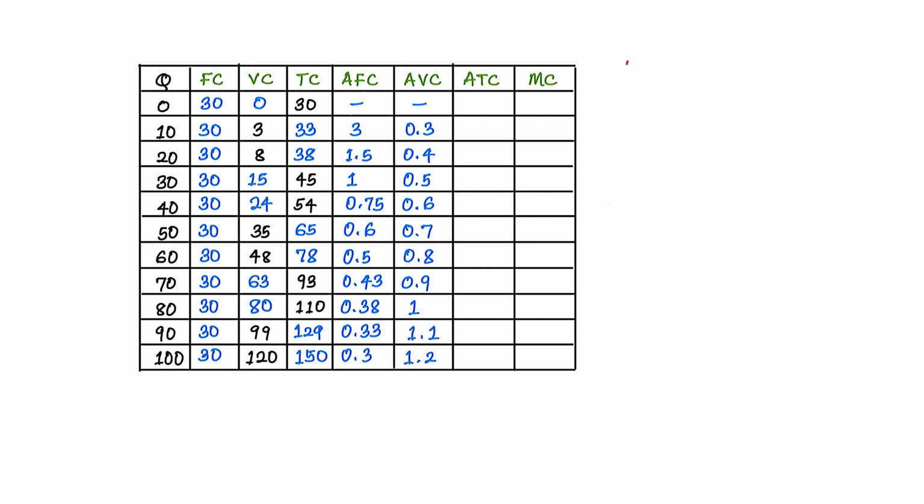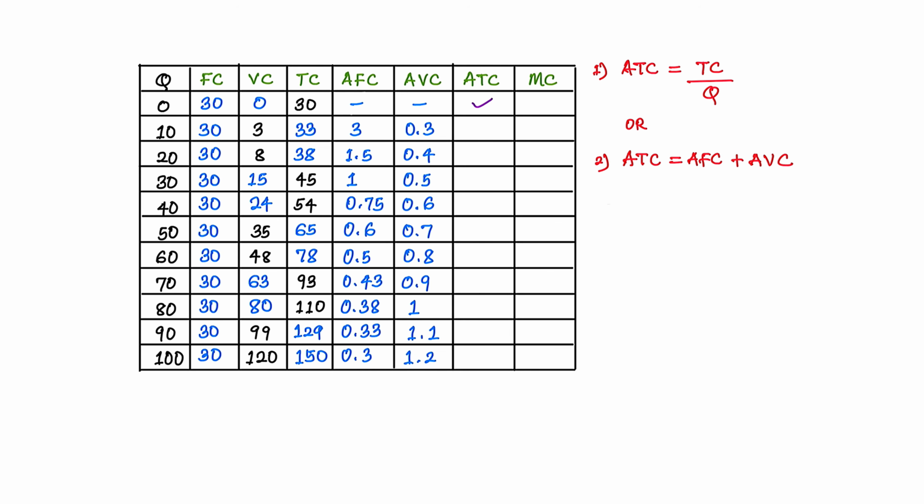Next, we have the column of the average total cost. The calculation of the average total cost is also similar to that of the calculation of the average variable cost and the average fixed cost. So in this case, we will say total cost, which we are calculating the average for, divided by the quantity. Or we can use average total cost equals average fixed cost plus average variable cost. So depending on the values that we have, we can use the first formula or the second formula.